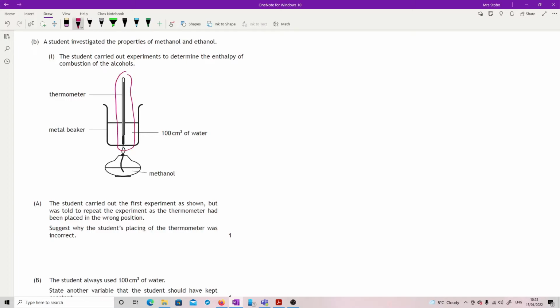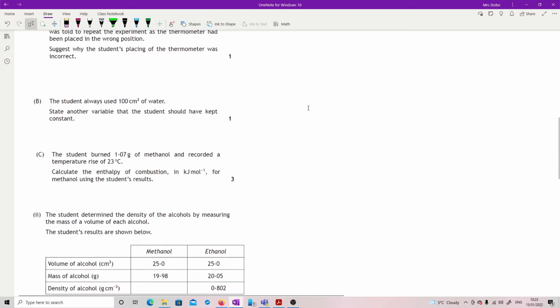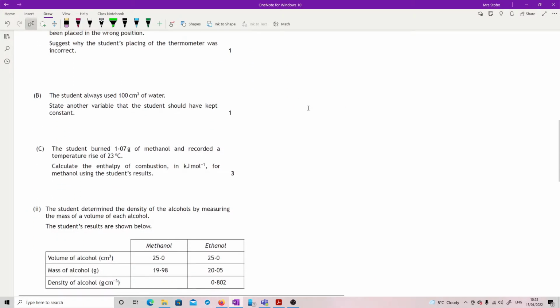Okay, here is the thermometer. This is the problem. The thermometer bulb is obviously where you take the temperature, and that is actually not taking the temperature of the water, it's taking the temperature of the beaker. Okay, beaker temp, not water. So we need to not do that. The student always used 100 centimetres cubed of water. Grand. State another variable that the student should have kept constant.